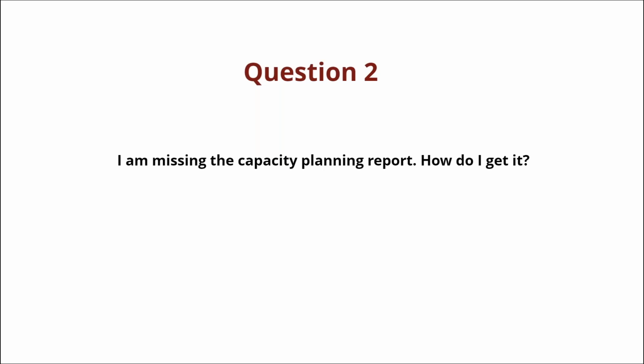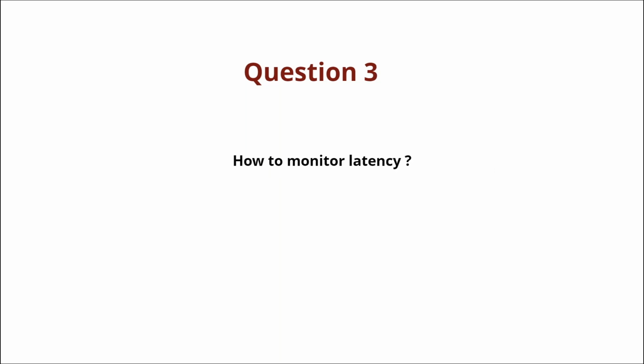Second question, I am missing the capacity planning report. How do I get it? Yes, as you saw before, the capacity planning report is a part of the enterprise edition alone. So if you don't see it, it means you're in the essential edition. You can just write to us at the email that I'll be showing in a few slides from now. Just write to us and we'll talk to you about how you can integrate it. So you can move to the enterprise edition and we can help you out with that.